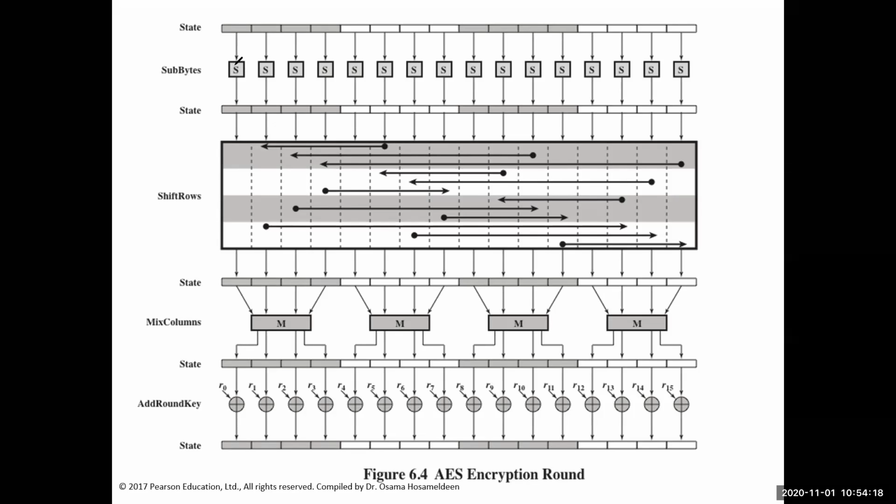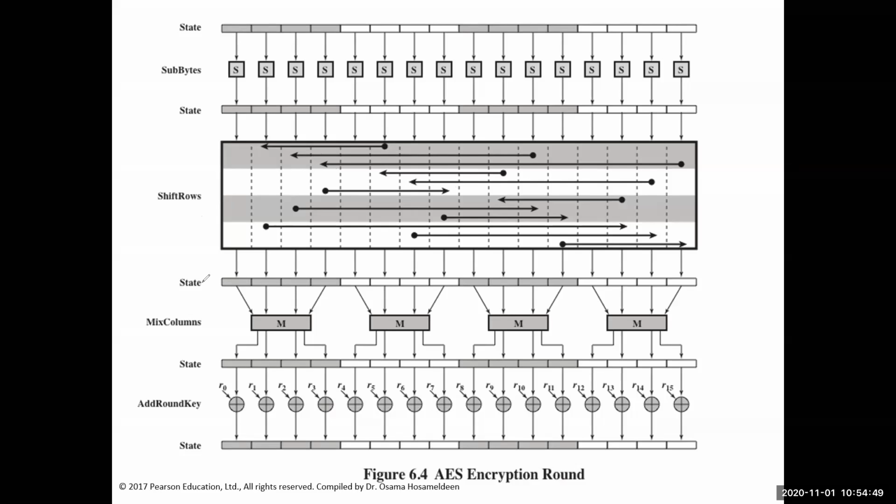And after that, the result is moved to the state array again. And the state array transfers the data to the shift rows. Shift rows is a simple shift, moving the bytes from right to left or from left to right. This is simple.